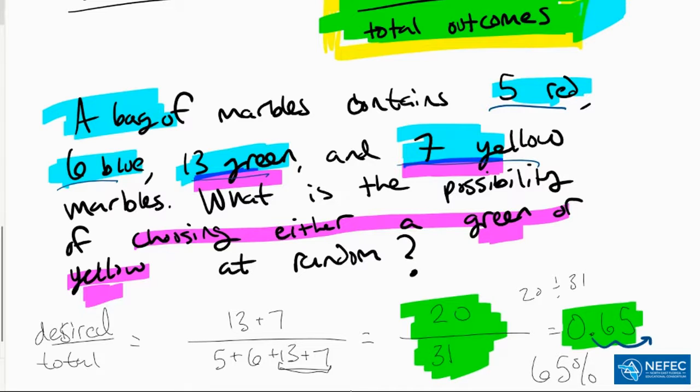So now we have the probability of this event happening, of drawing either a green or a yellow marble from the bag: 20 in 31, which is 0.65, or 65%. So that's a little bit on what probability is, and also how to calculate probability.